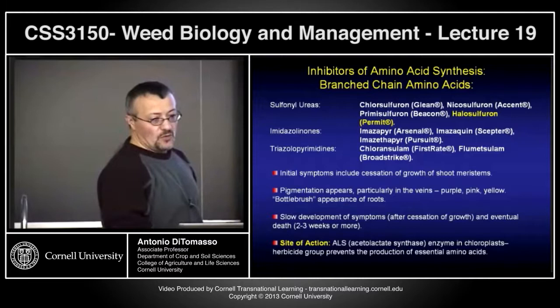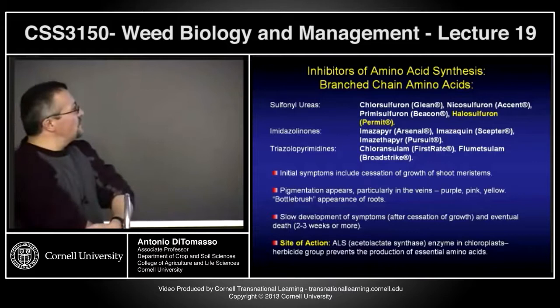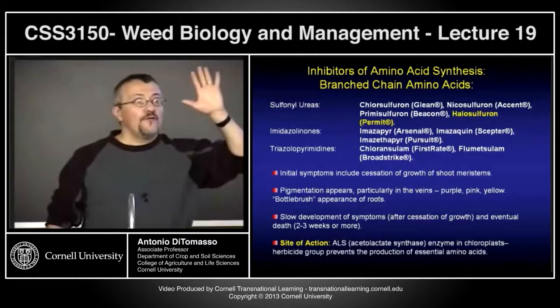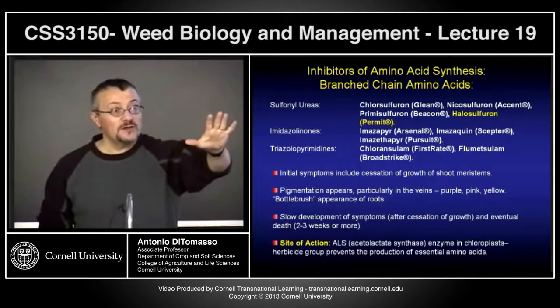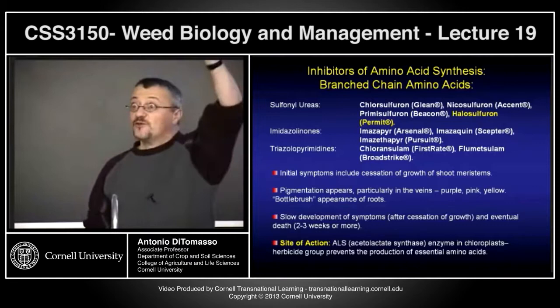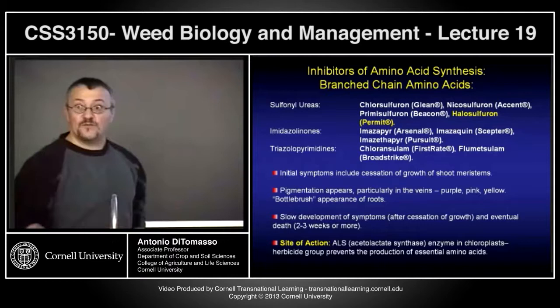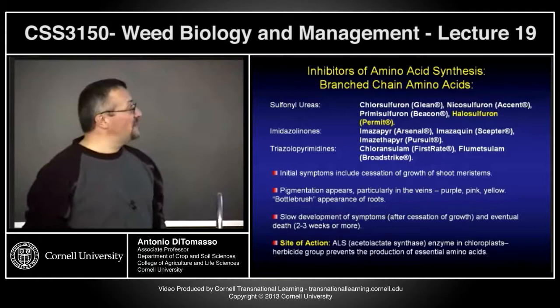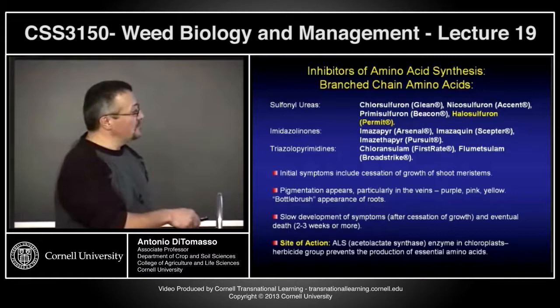Let me finish off with this last group, since this is another important group. Again, these are foliar-applied herbicides. They move in the symplasm. They're phloem transported, and you usually see damage in the young shoots first. Remember that first category? These are all examples. Look at the group. This is a big group. This is called the ALS inhibitors. Acetolactate synthase is an important enzyme right here in the chloroplasts, which prevents the production of essential amino acids.